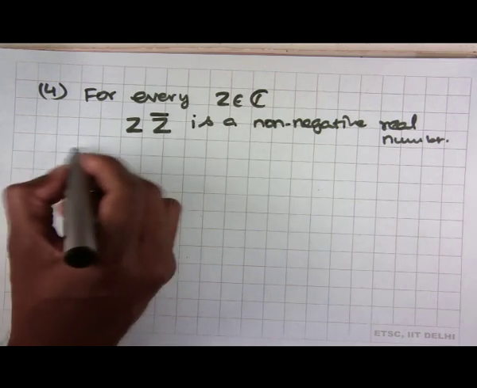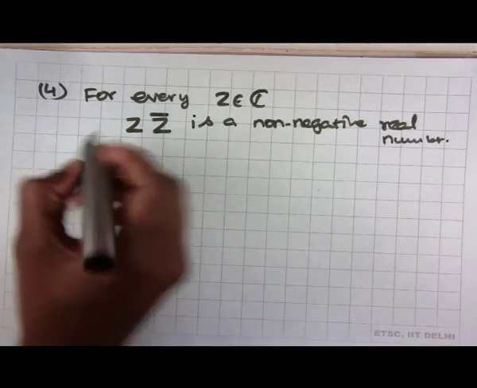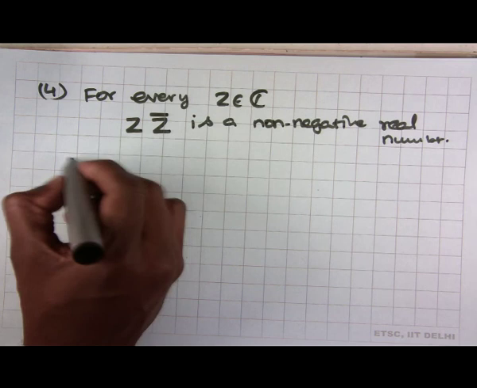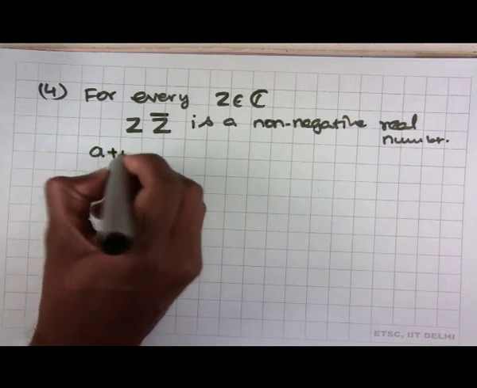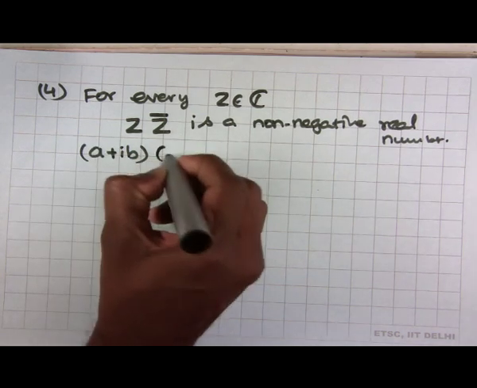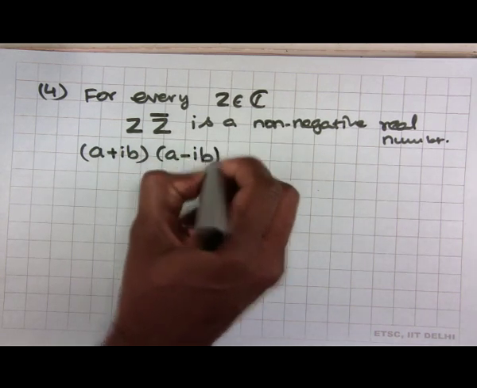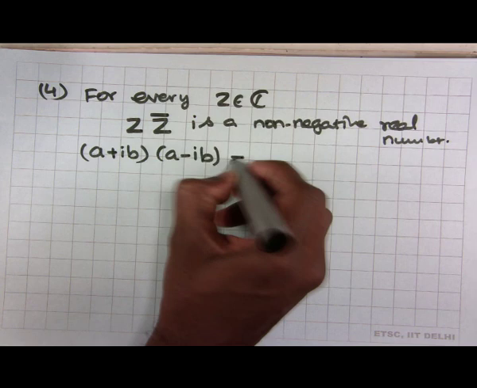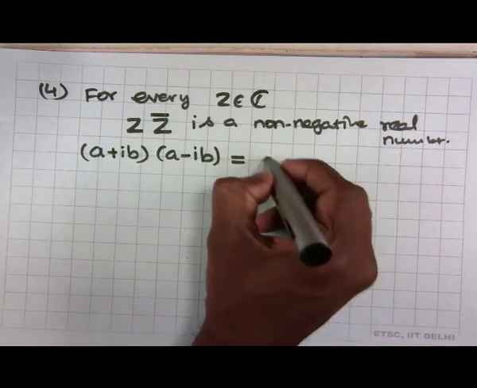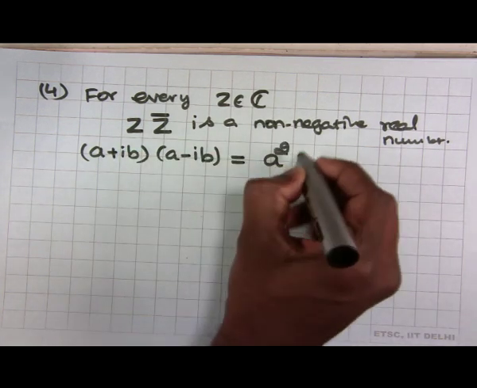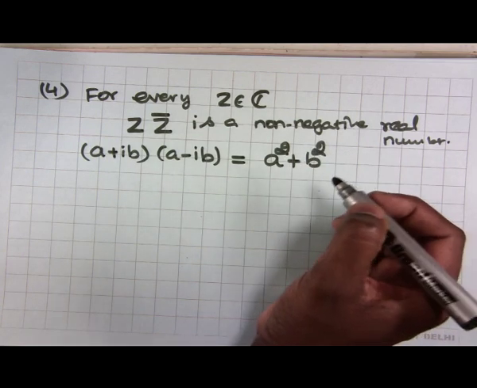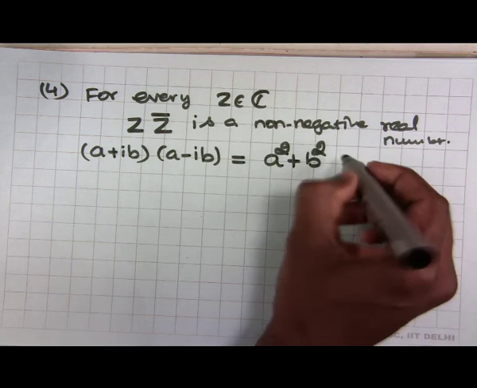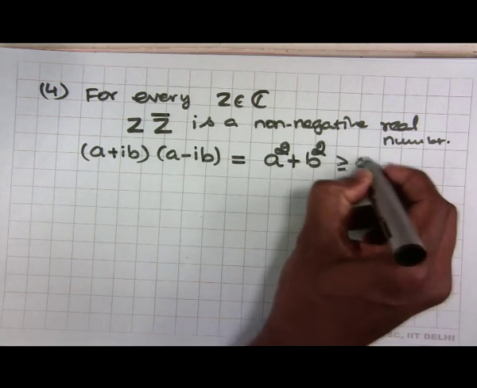So, it is clear that, let us consider z as a general element, a plus i b, and consider its conjugation. By multiplication we can verify that it is a squared plus b squared, and each term is non-negative. So, the sum is again non-negative.